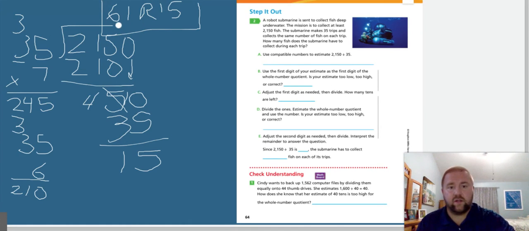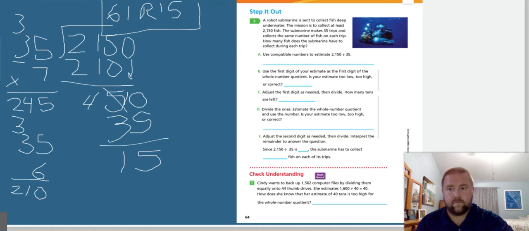So 61 says how many fish we have to collect in each one of these trips, right? But there's still 15 more that have to be collected. So you can't just say 61, because then we fall short of 2,150. So in this example, that remainder of 15 is how many more fish we have to get. So it's not just going to be 61. Your answer here would be 62.